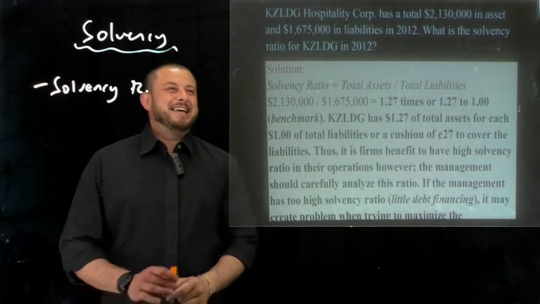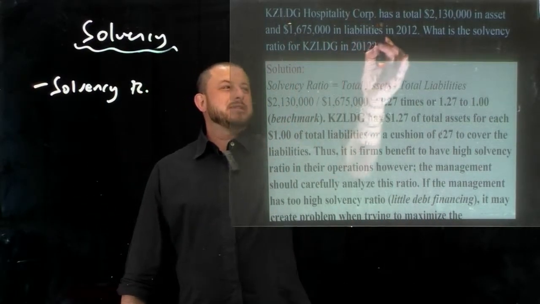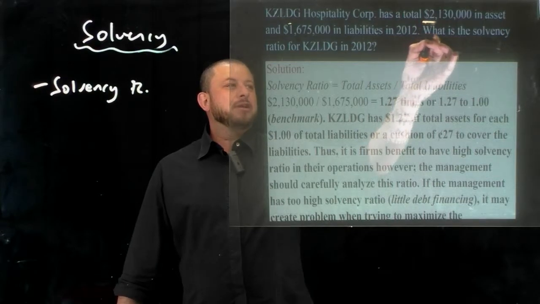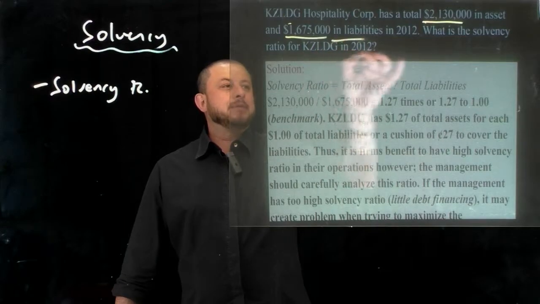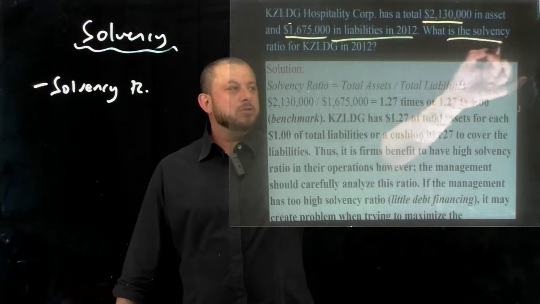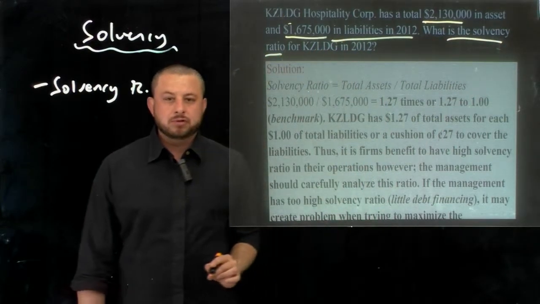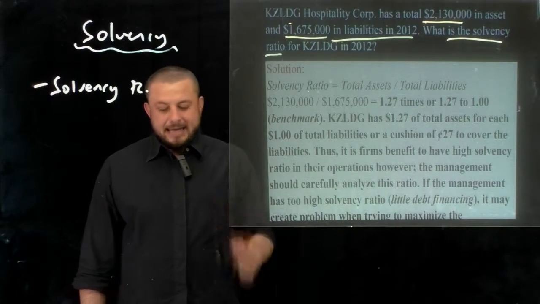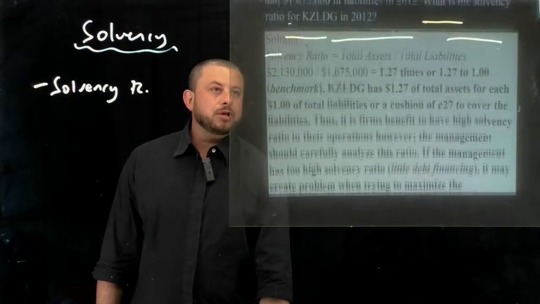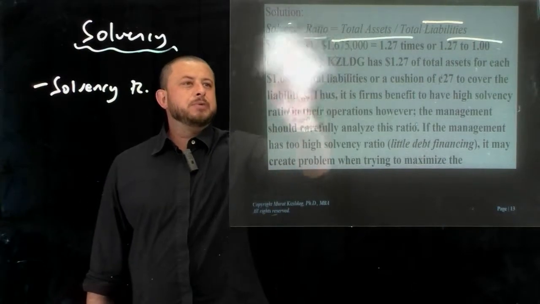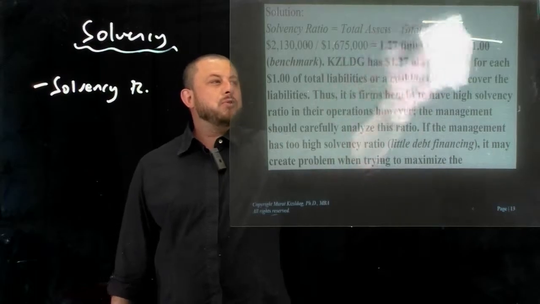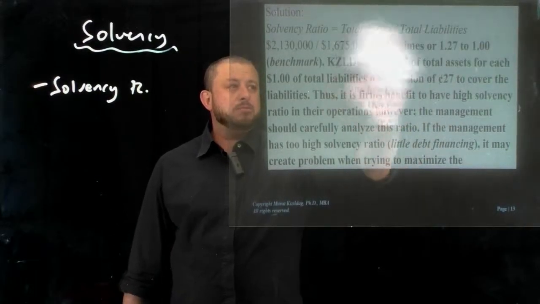KZLDG, my last name, you can see over here. Little fun. KZLDG Hospitality Corporation has a total of $2,130,000 in assets and this amount of money in liabilities in 2012. The question is so straightforward. We are solving for the solvency ratio, guys, okay? Again, the solutions for the ratios are not too difficult because it is just a simple division or taking the average for the equations, but interpretation becomes very important.